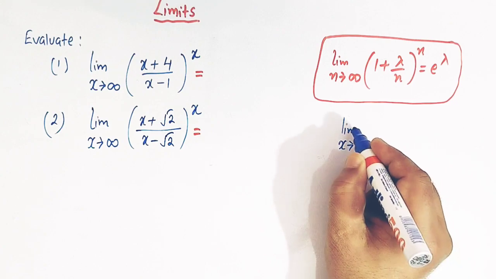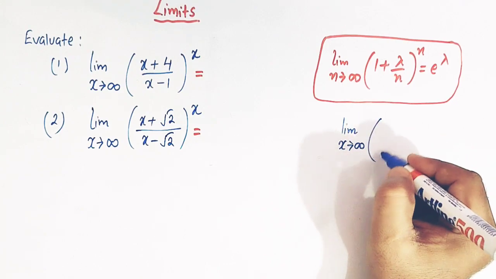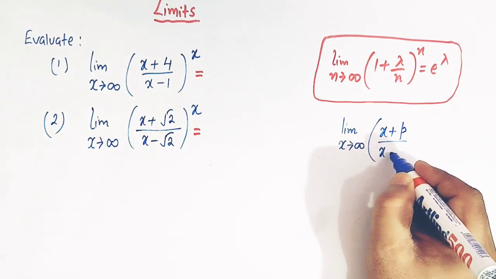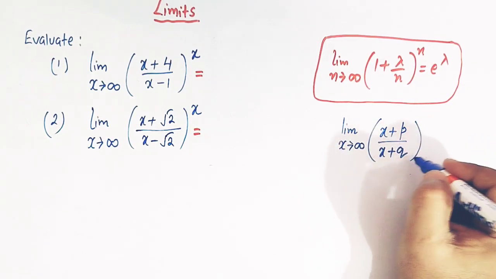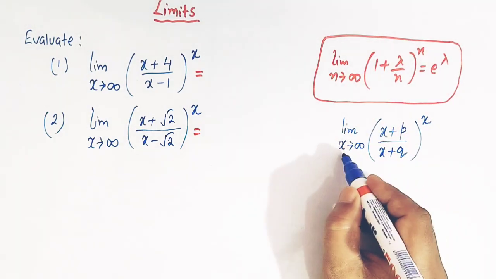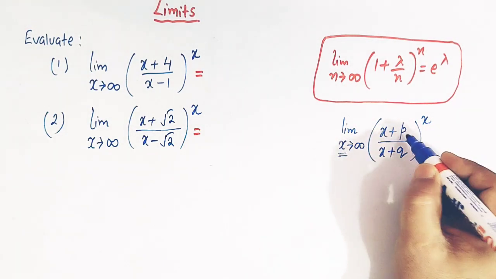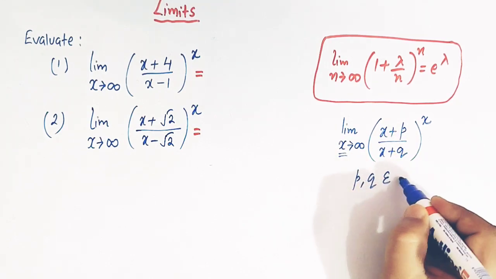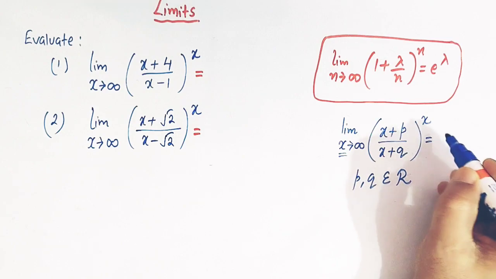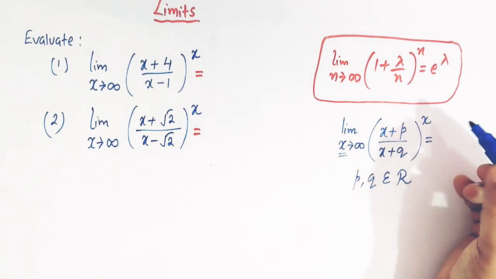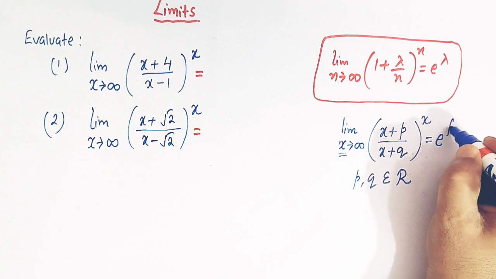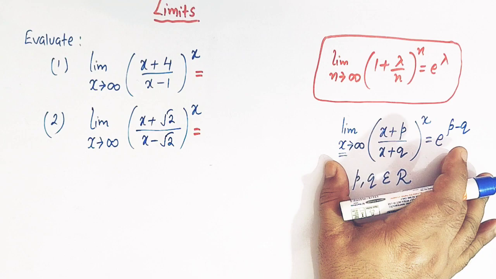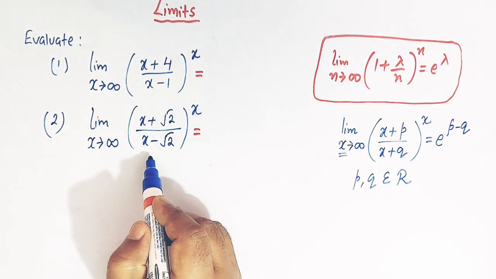Suppose we have the limit as x tends to infinity of (x plus p divided by x plus q) raised to x, where p and q are two real numbers. So the direct value of this type of limit can be written as e raised to p minus q. So we'll make use of this result to evaluate these two limits.